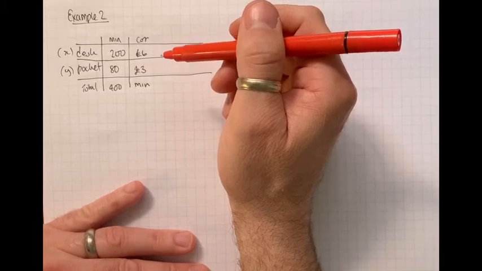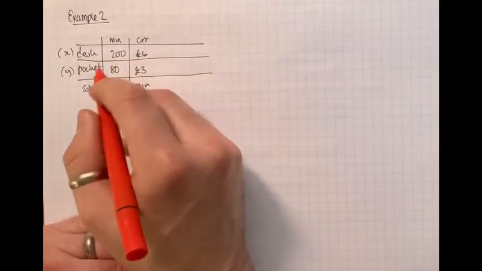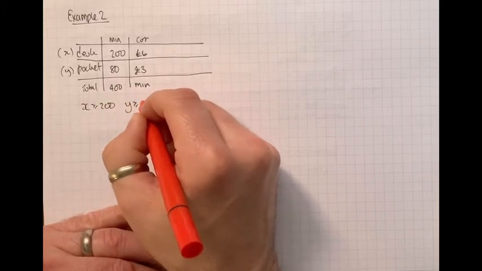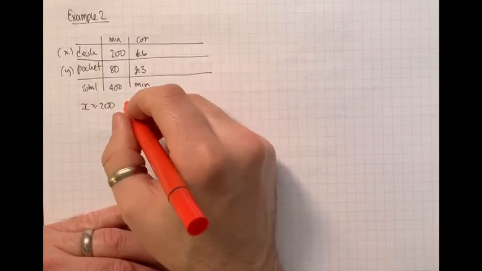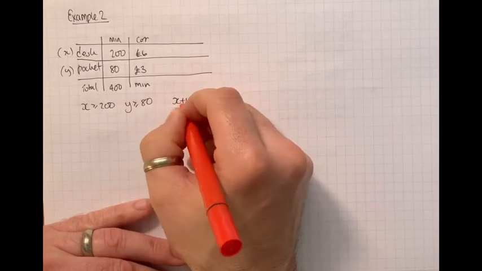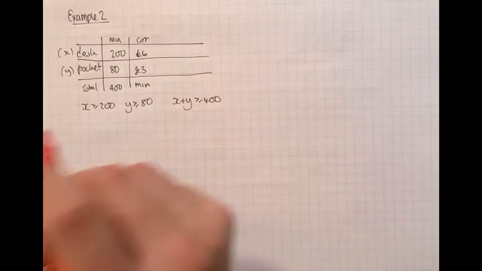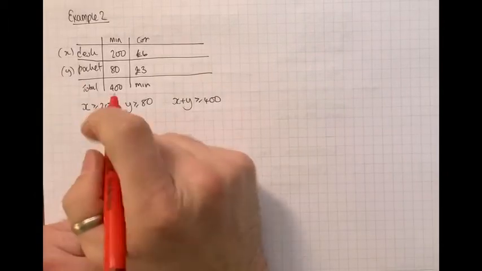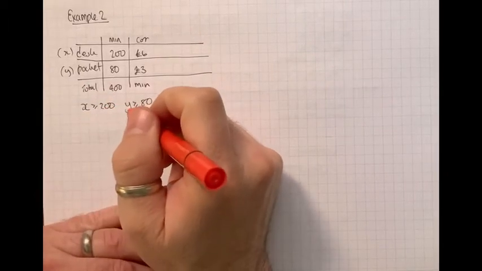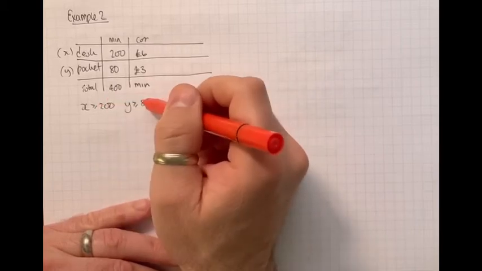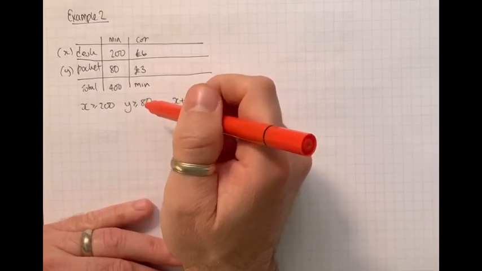Let's look at the constraints though. So constraints that we're going to have is x must be greater than or equal to 200, y must be greater than or equal to 80, and the total, which would be x plus y, must be greater than or equal to 400. So there's no need in this question to give the non-negative clause, because you already know x and y are bigger than 80 respectively, so they're definitely bigger than 0.